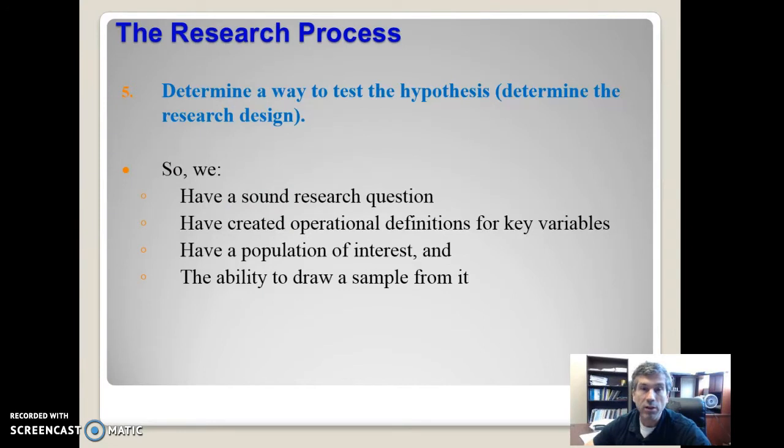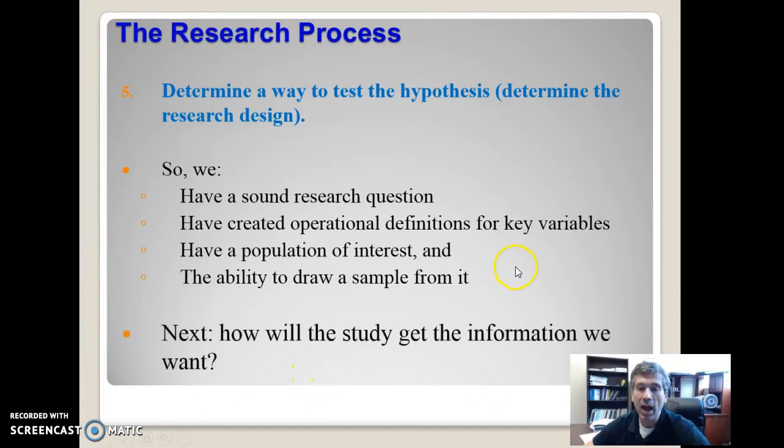So, this is a good moment to pause and review for a second. At this point, we've developed a research question. We've translated it into operational definitions, into forms that we can actually work with. We know what people we're interested in understanding, our population, and we have at least the ability to draw a sample from it. Maybe we already have a group of people lined up. Now we have to figure out how we're going to use that study design, that framework, to get the data that we want on our research question.